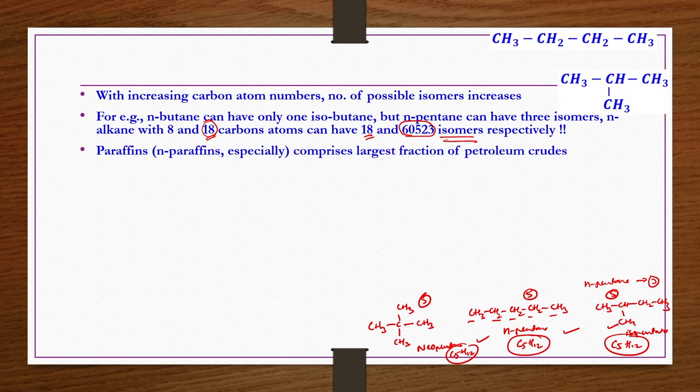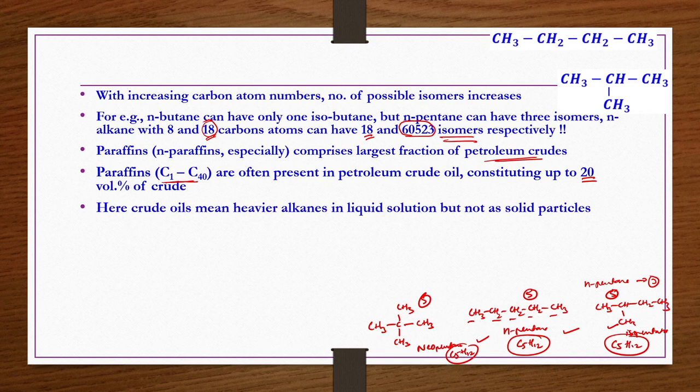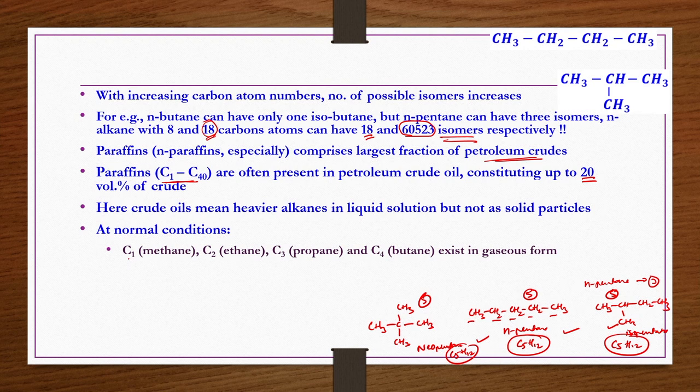Paraffins, especially n-paraffins, comprise the largest fraction of petroleum crudes. Whatever the petroleum crudes are, primarily these paraffins are present. Within the paraffins, n-paraffins are dominating, not the isoparaffins. C1 to C40 paraffins are often present in petroleum crude oil, constituting up to 20% volume of crude. That is huge. Here crude oils mean heavier alkanes in liquid solution, but not as solid particles. At normal conditions, C1 methane, C2 ethane, C3 propane, C4 butane exist in gaseous form.